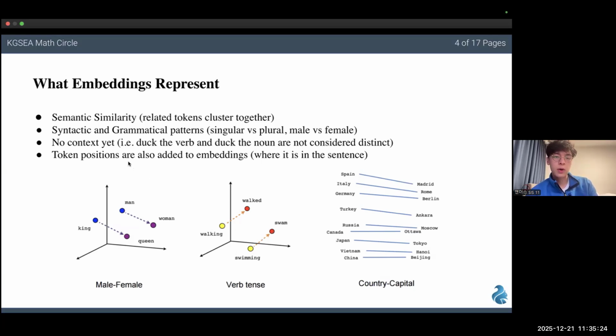But it's important to note that at this stage, the embeddings don't have any context. Homophones, words that have multiple meanings, like "duck" the verb, as in ducking, and "duck" the noun, like the animal, are not considered distinct at this stage. Also, token positions are added to these embeddings, which basically represent where in the sequence this token is located.